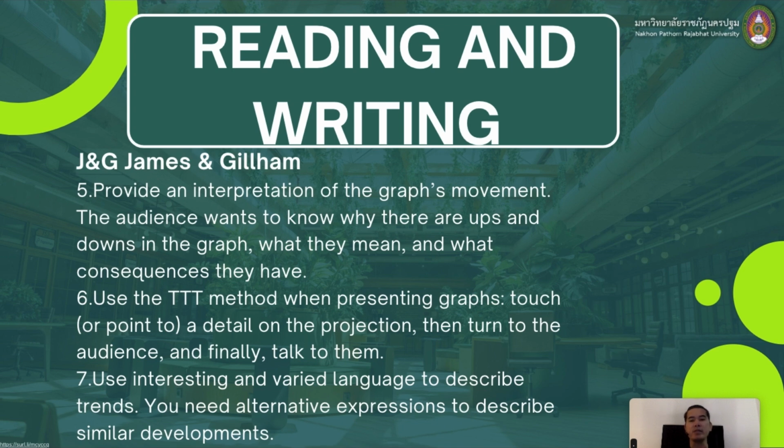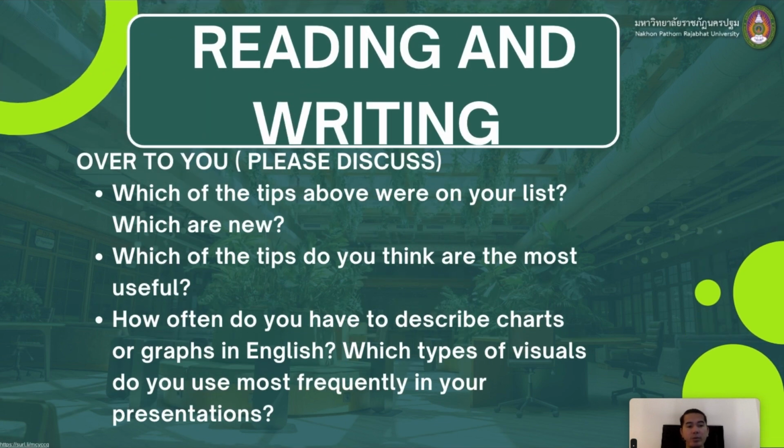Now, provide an interpretation of the graph's movement. So if it increased, decreased, is stable, or varied, or fluctuated, and then use the TTT method. TTT is turn, touch, and then talk. And then use interesting and varied language to describe trends. You can use the language that I presented to you a while ago. You can use those trends so that you can describe your graphs or your charts in a presentation. All right, that's the end of the reading.